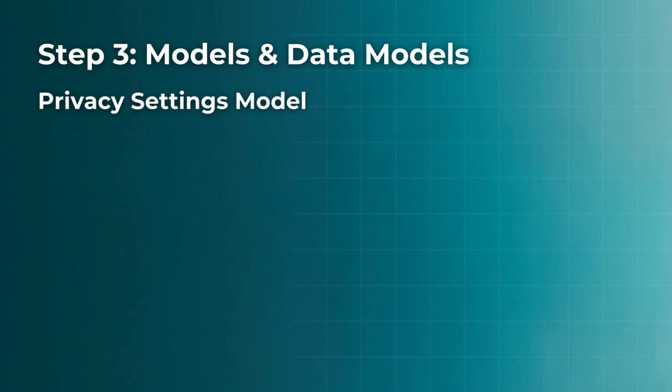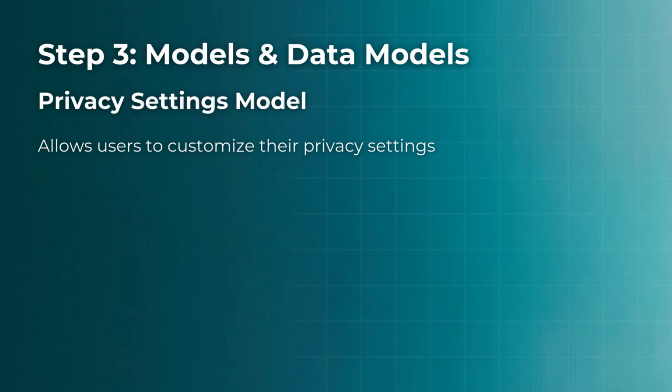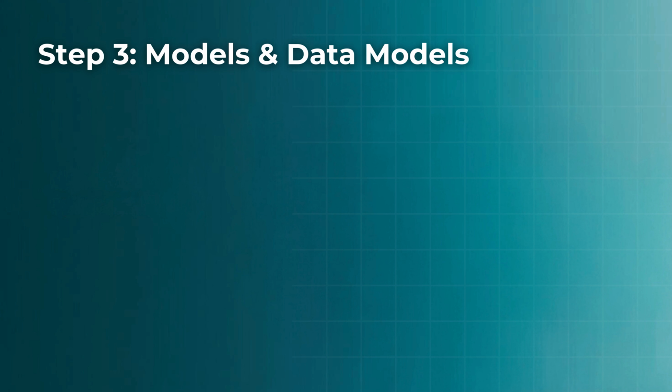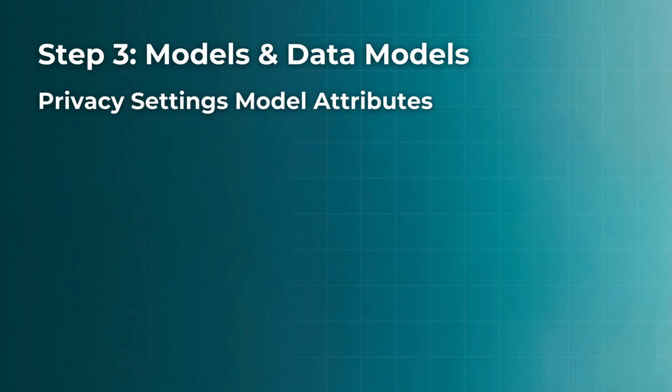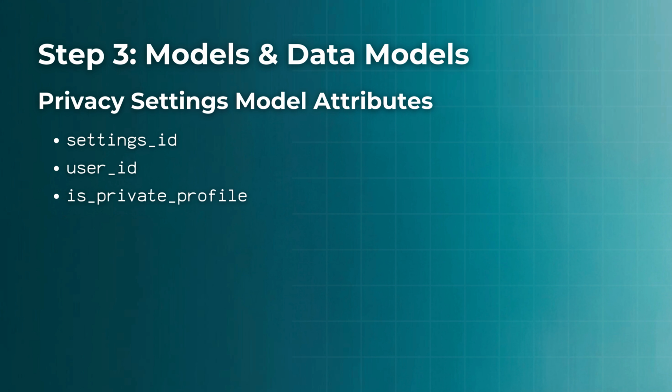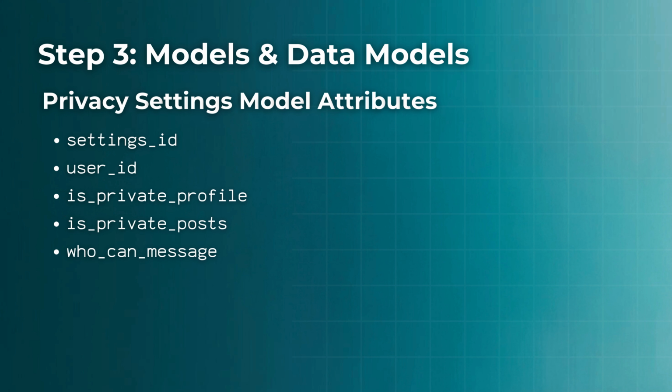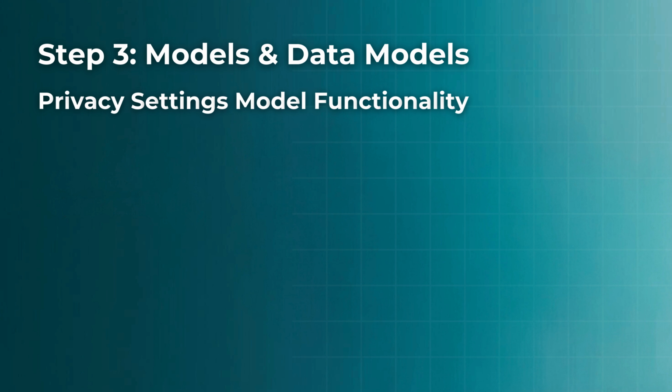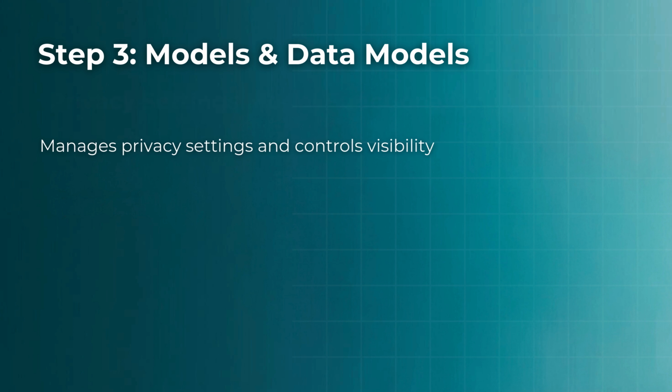Moving on to the privacy settings model, which allows users to customize their privacy settings, like who can see their posts and who can message them. The main attributes are a unique ID for each set of privacy settings, links to the user model, whether the profile is private, whether posts are private, and who can send messages, such as everyone, followers, or specific users. Its main functionality is to manage privacy settings and control visibility.